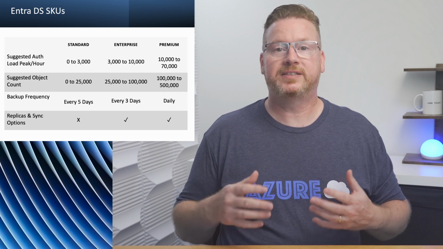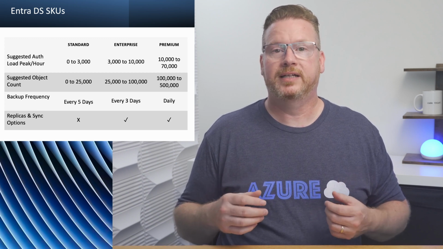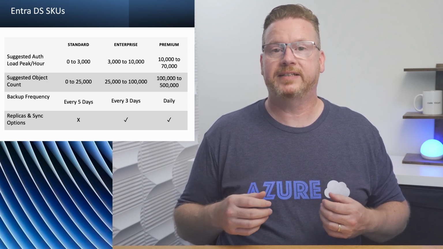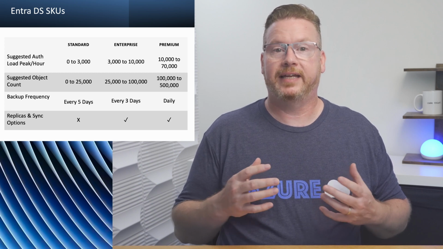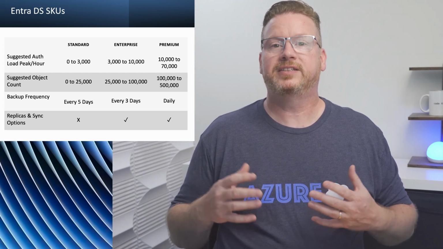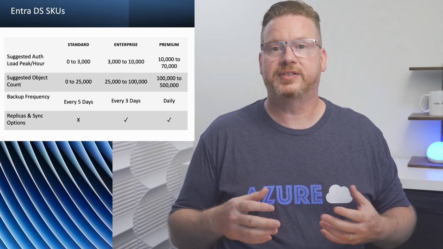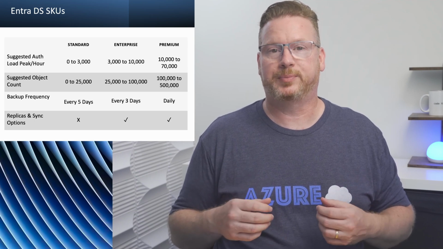The backup frequency is different across the SKUs as well. Standard is backed up every 5 days, Enterprise every 3, and Premium is daily. Also, additional replicas and sync options are only available for Enterprise and Premium.